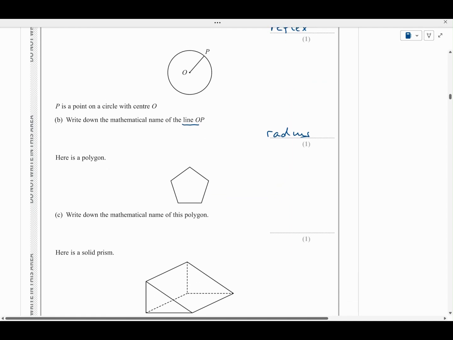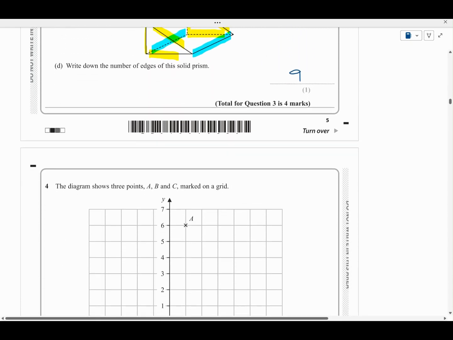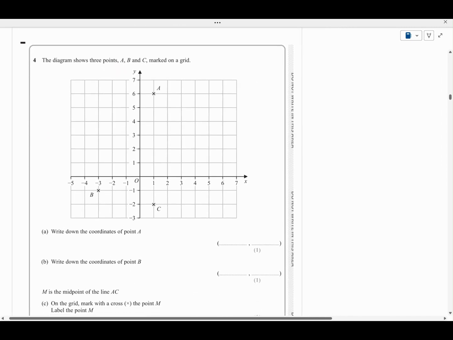Here is a polygon. Write down the mathematical name. How many sides? 1, 2, 3, 4, 5. A pentagon. Here is a solid prism. Write down the number of edges. 1, 2, 3 edges at the front. 1, 2, 3 edges at the back. And 1, 2, 3 more edges. Altogether, 9 edges. Let's move on to question 4.